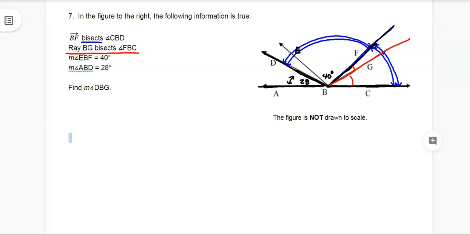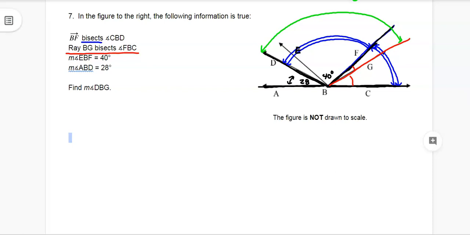All right. Well, and the ultimate goal is find DBG. Holy smokes. So DBG, the ultimate goal is go from DB all the way to here. Man, we got to figure out how many degrees that is. All right, we got our work cut out for us. Let's see what's going on.